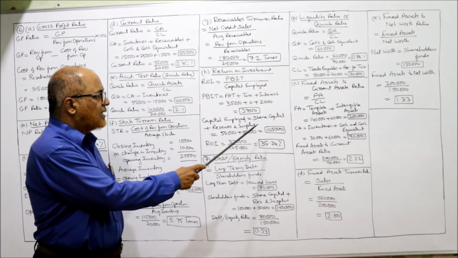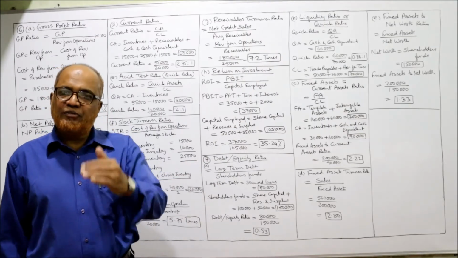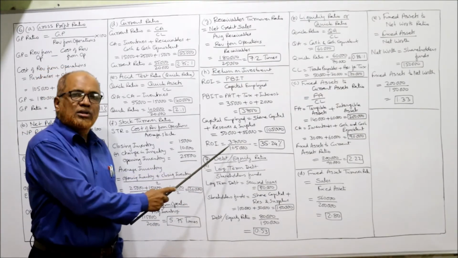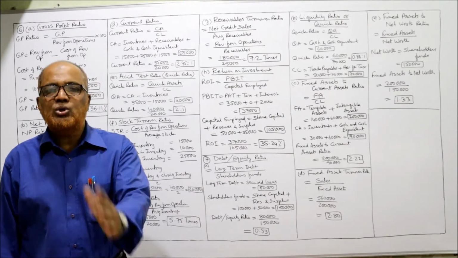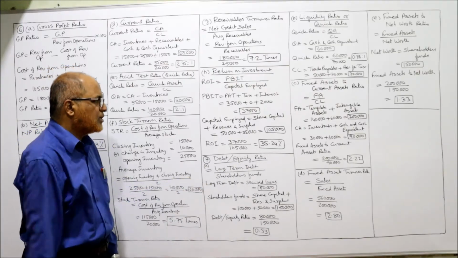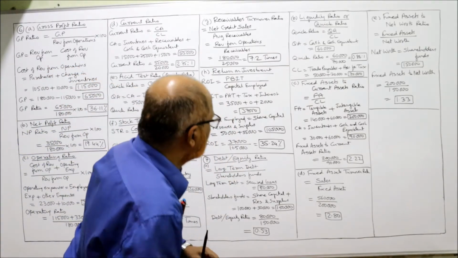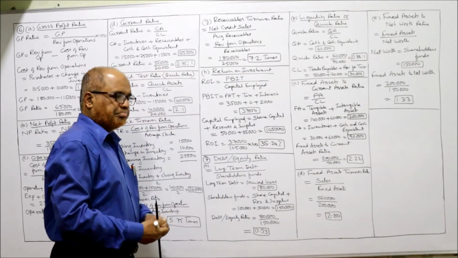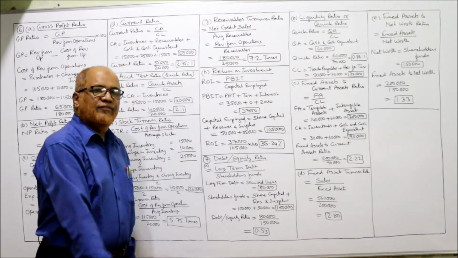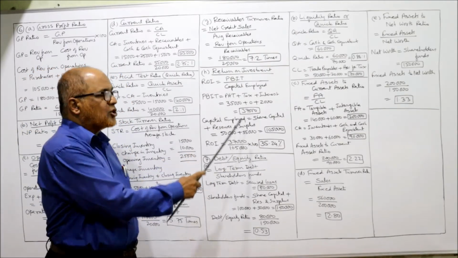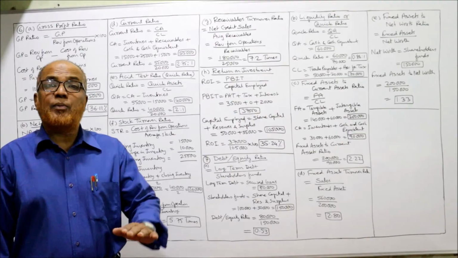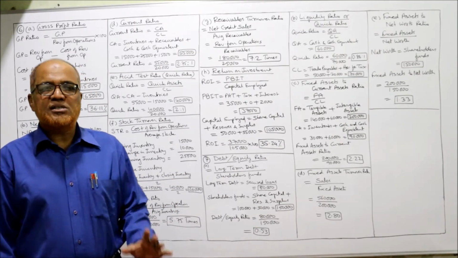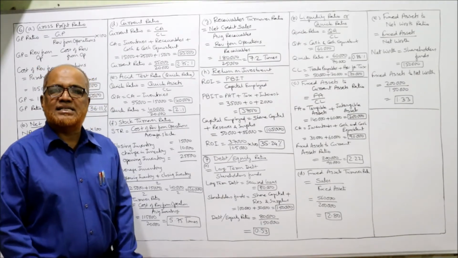So PBIT, profit before interest and tax, is 37,000, and capital employed is 1,05,000. So 37,000 by 1,05,000 into 100 comes to 35.24%. Here I have to multiply by 100. Why into 100? Because it's a profitability ratio. This return on investment is a profitability ratio, so we calculate it in percentage. That's all. So this is the end of problem number 6.